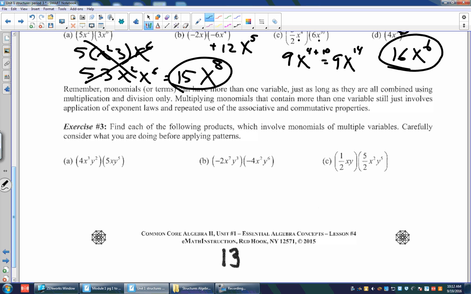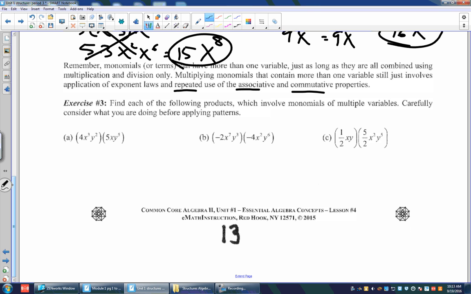Remember, monomials are terms that have more than one variable, just as long as you can combine them with multiplication and division only. Multiplying monomials that contain more than one variable still just involves an application of the exponent law. It's just a repeated use of the associative commutative property. So let's find each of the following products which involve monomials and multiple variables.